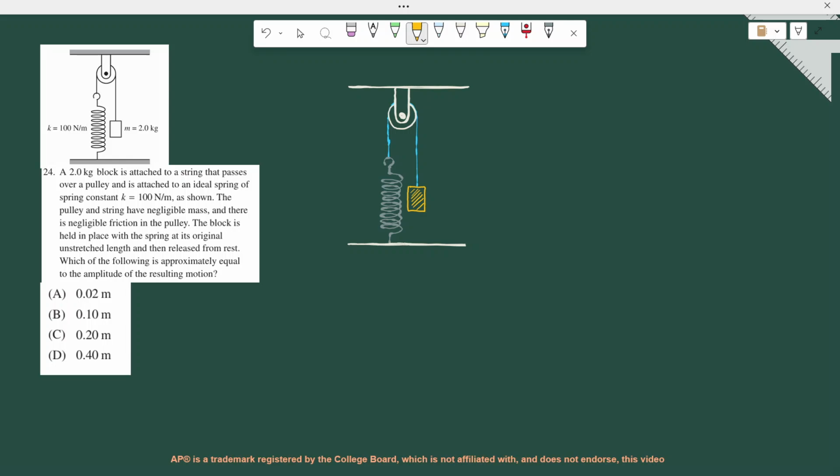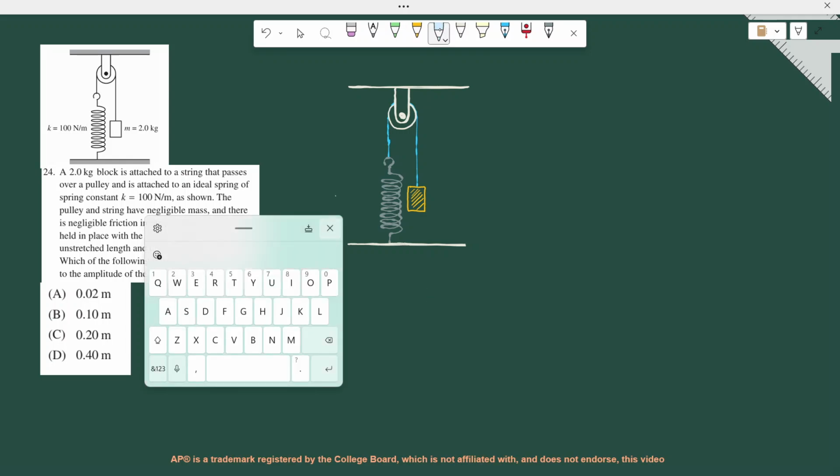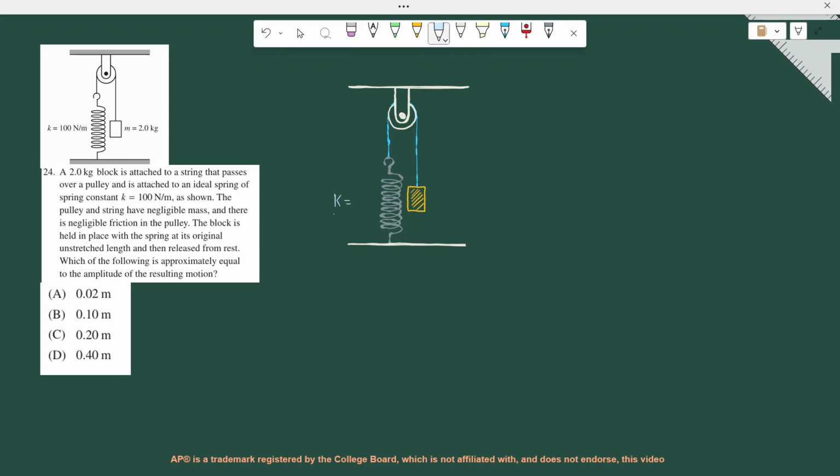Hi, this question is taken from the practice exam 2024 for AP Physics C Mechanics. You see the setup where the block is attached to a spring through a massless string, whereas the spring constant is 100, which shows how stiff the spring is. And this pulley must be frictionless.